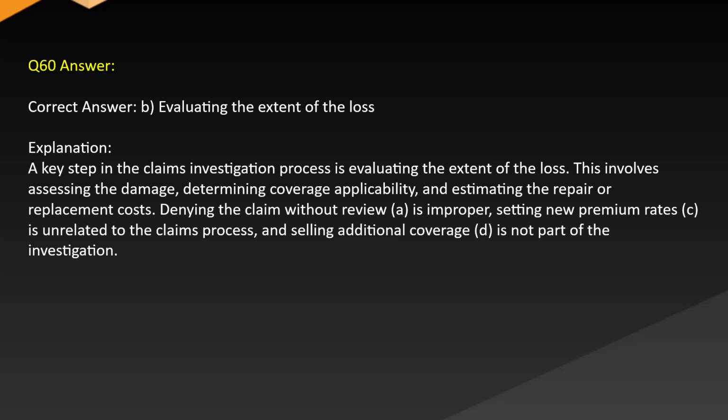Explanation: A key step in the claims investigation process is evaluating the extent of the loss. This involves assessing the damage, determining coverage applicability, and estimating the repair or replacement costs. Denying the claim without review (A) is improper. Setting new premium rates (C) is unrelated to the claims process, and selling additional coverage (D) is not part of the investigation.